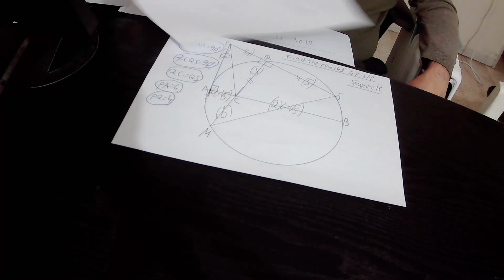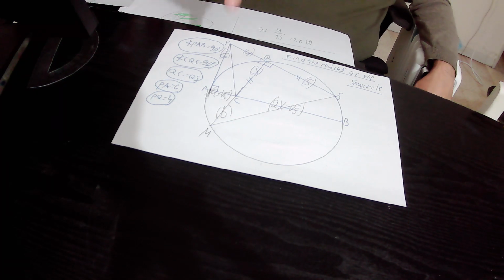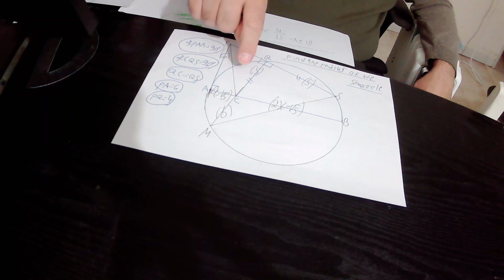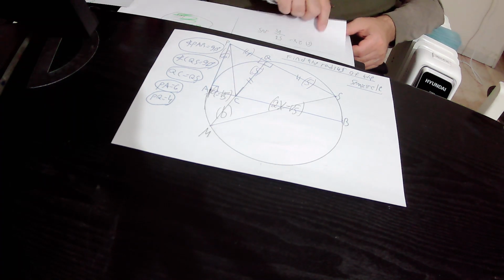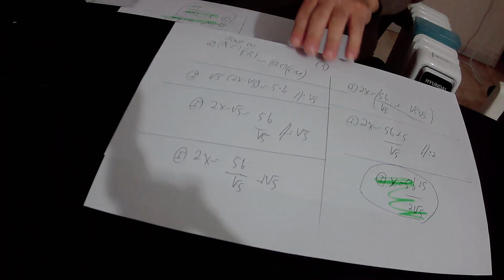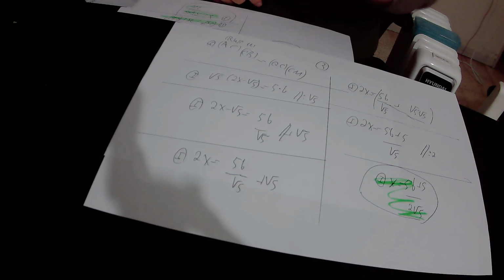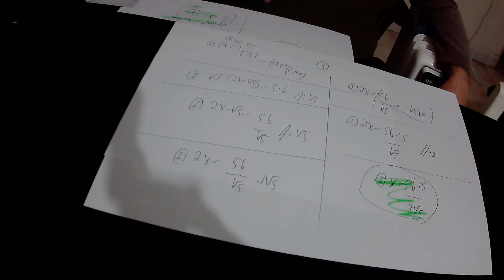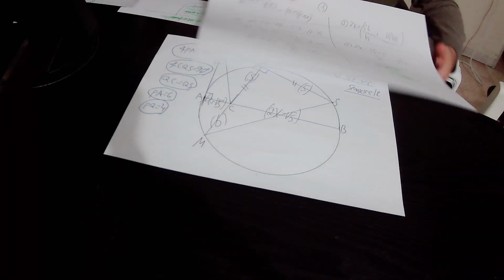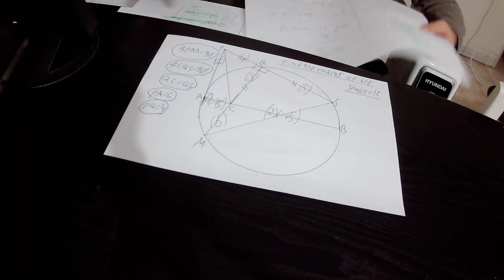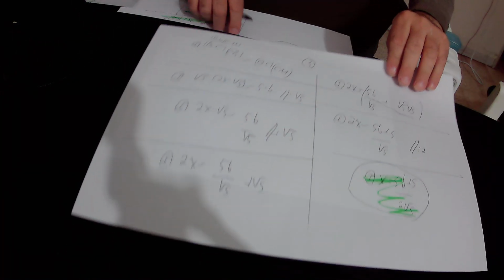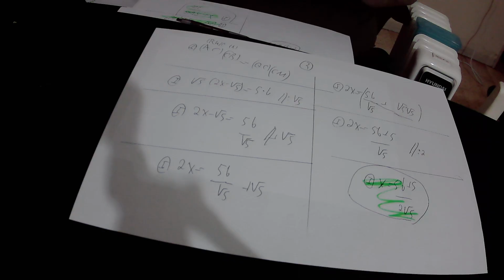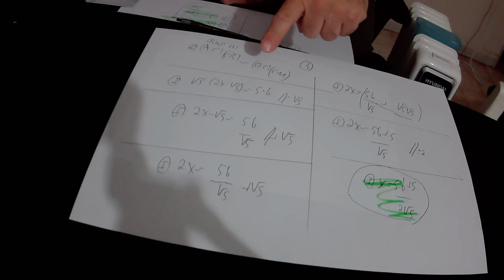Therefore, according to rule number 11, we get that AC times CB equals QC times CM. AC is square root of 5, CB is 2x minus square root of 5, QC is 5, and CM is b. Here we define the length of side CM as b. So in conclusion, we found out that, according to equation number 1, square root of 5 times 2x minus square root of 5 equals 5b.